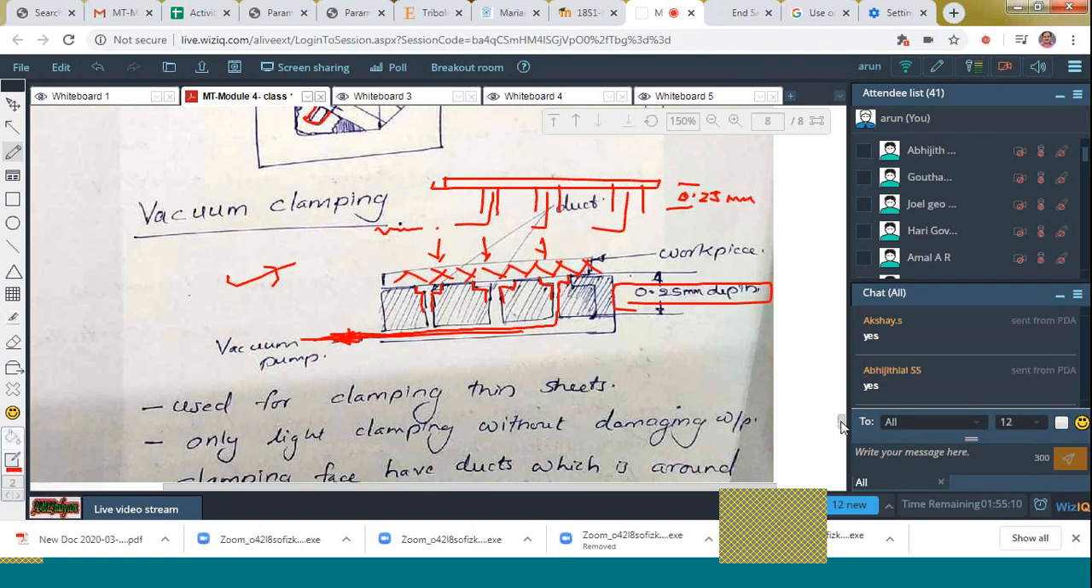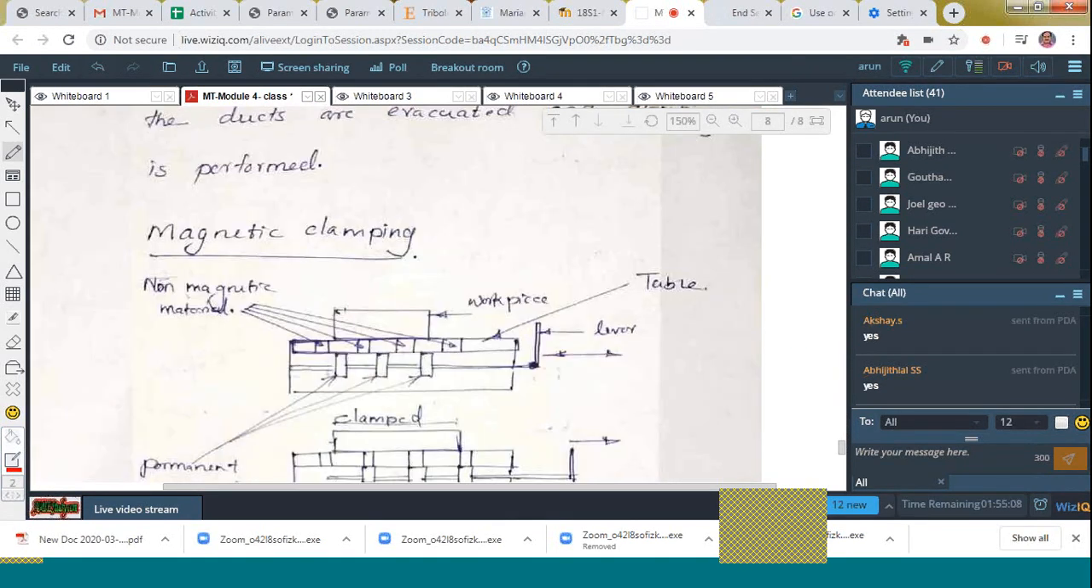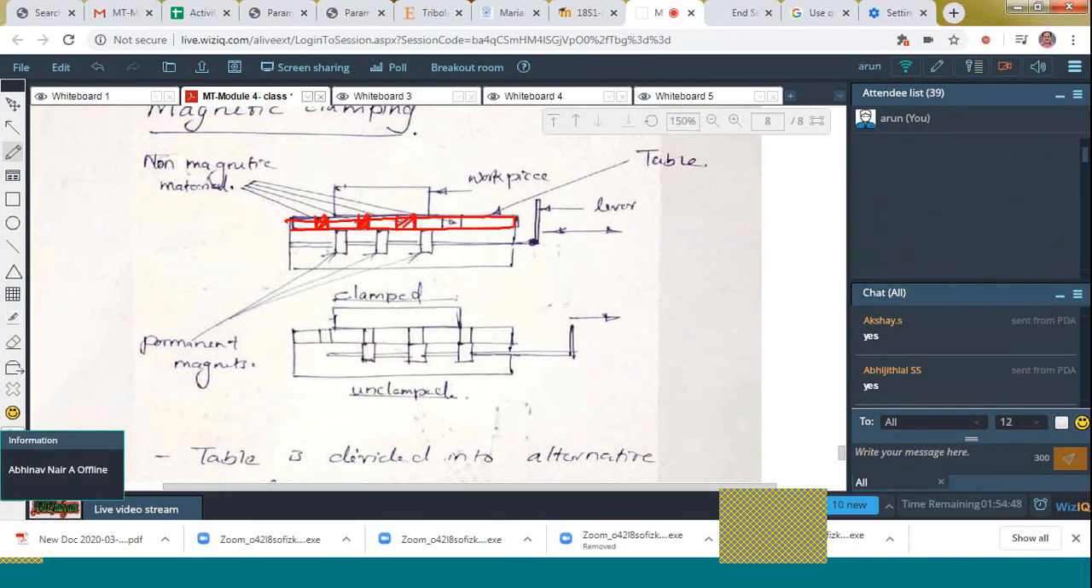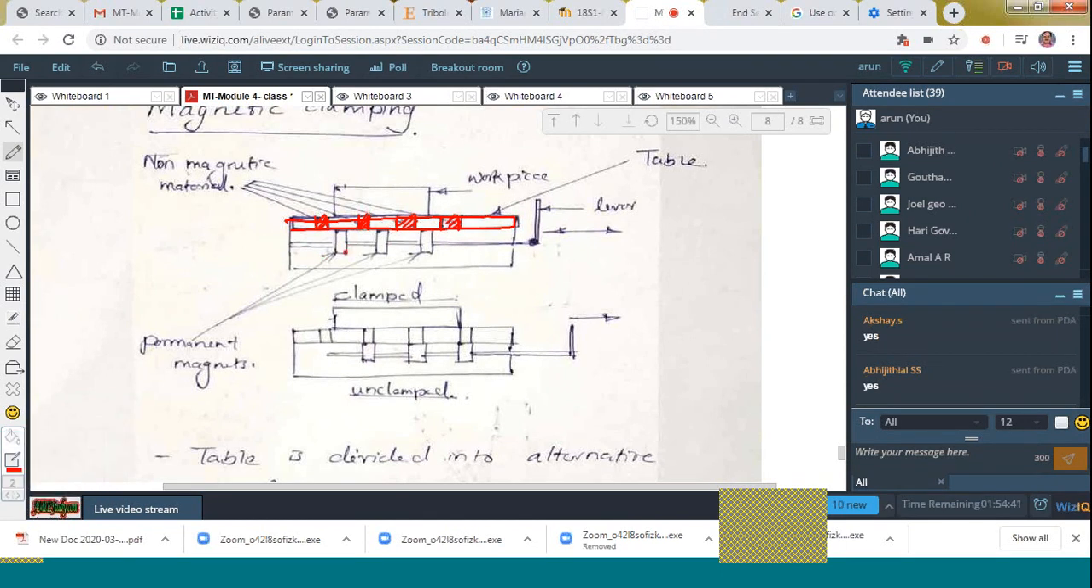And next is another type. The last one is what? The magnetic clamping, isn't it? Here you can see that there exists a table. The table has an alternate arrangement of non-magnetic materials. See, this is one non-magnetic material, another non-magnetic material. Like that, non-magnetic materials are kept alternately over there. And then below that, you can see the permanent magnets here.